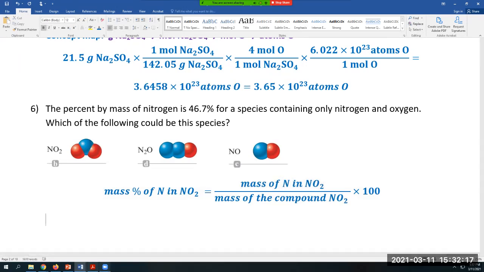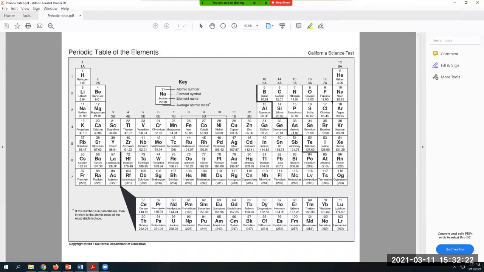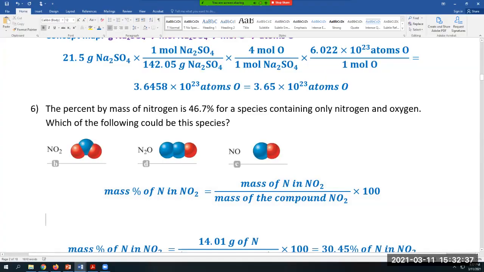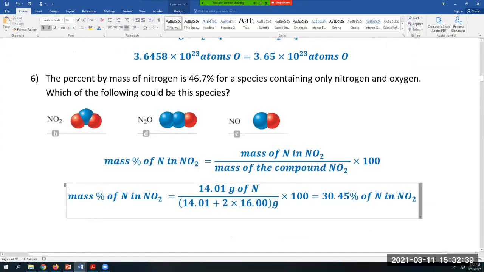So we need the periodic table to get the molar masses. And so let's look at the periodic table. We have nitrogen here with a molar mass of 14.01 and oxygen with a molar mass of 16.00. So we will use those numbers. And so if we plug in the values, the mass of just nitrogen in NO2 is just 1 times the molar mass of nitrogen because we have only 1 nitrogen per formula. So it's going to be 14.01 grams of nitrogen on top.